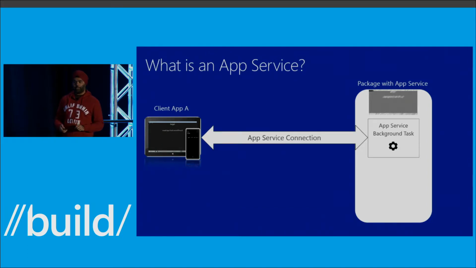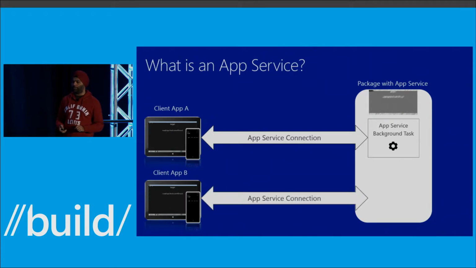OK, so that's great. What if another app comes along at the same time and asks for the same app service? What happens then? Well, we do exactly what the web does. We spin up another instance of the same background task, and that serves client app B, so that if client app A chooses to tear down its app service connection, there is no side effect on client app B.